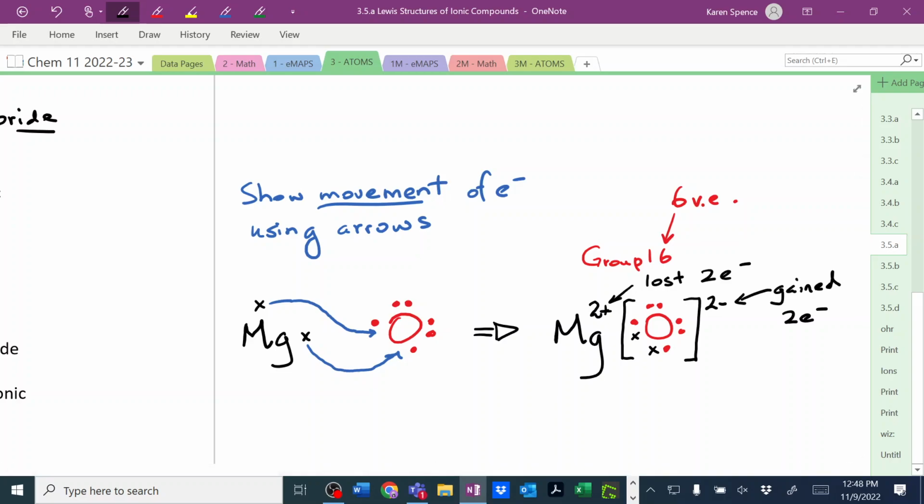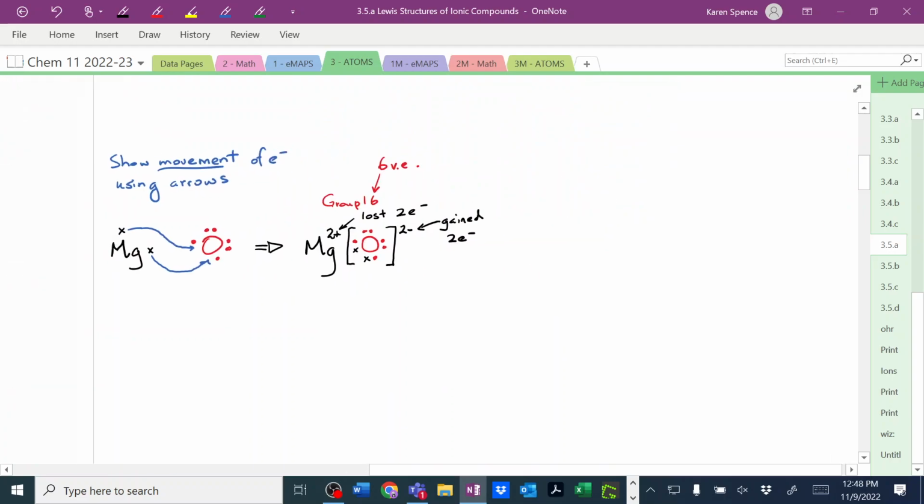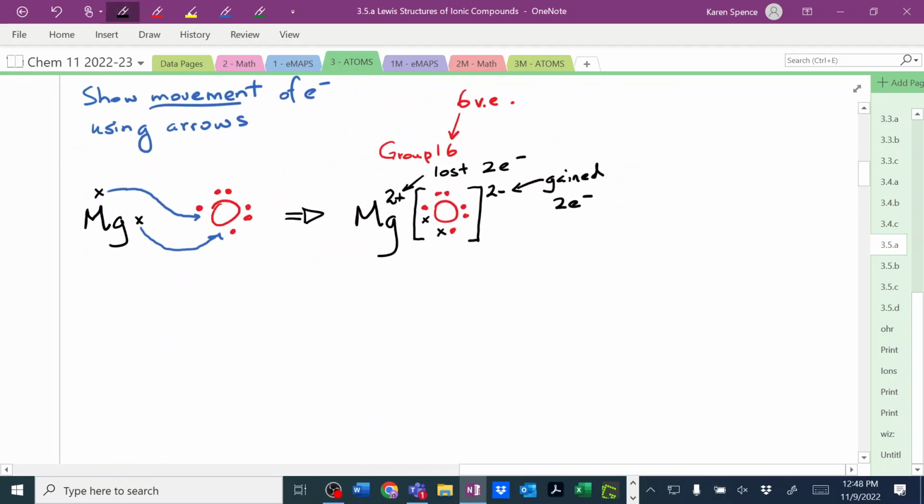Yes. Now, what if we have something a little more complicated? Oh, I forgot we were going to write the formula, which is just going to be MgO, because there's one Mg, one O. And we're going to write the name. What is the name of this compound? Magnesium oxide. Okay.